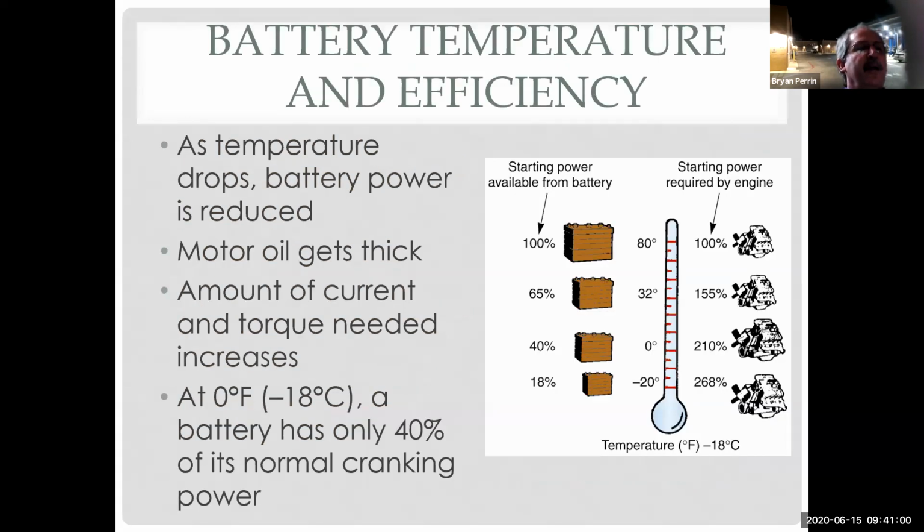Here's another issue we have with batteries. As the temperature drops, we lose battery capacity. At 80 degrees, I have 100% of my battery's power. At 32 degrees, I only have 65% of its power. At 0 degrees, I only have 40% of its power. If I'm at 20 below, I only have 18% of its power. So as it gets cooler, I lose battery capacity.